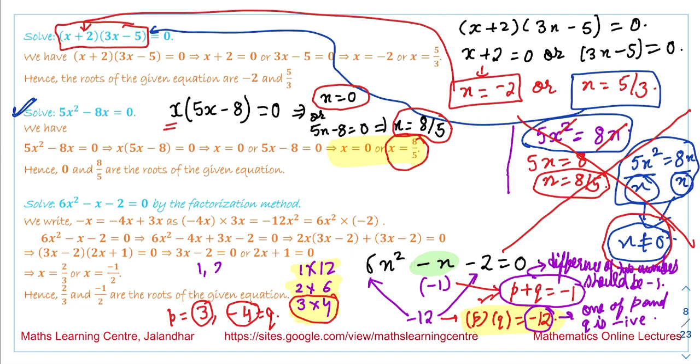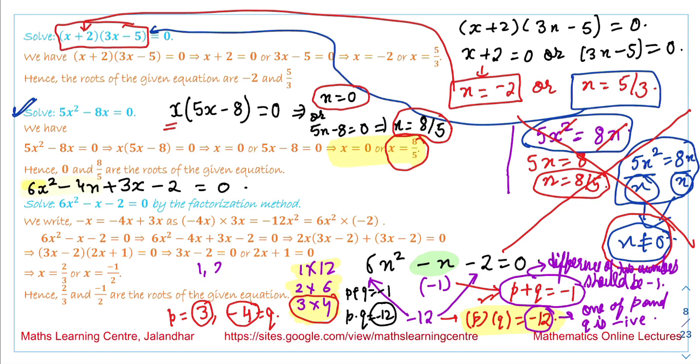Now if we substitute these values in this equation, p into q is equal to -12, and p plus q is equal to -1. So I can write this equation in the form 6x square minus 4x plus 3x minus 2 equal to 0.